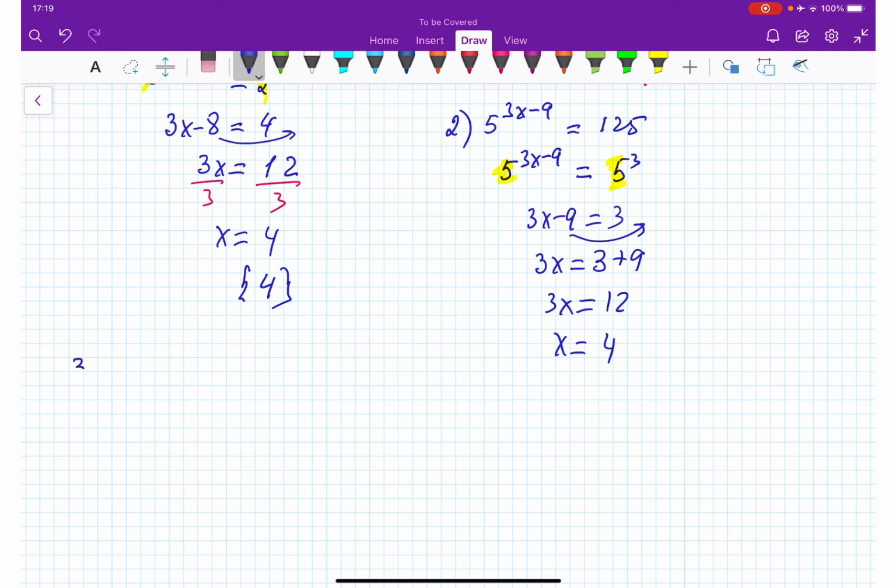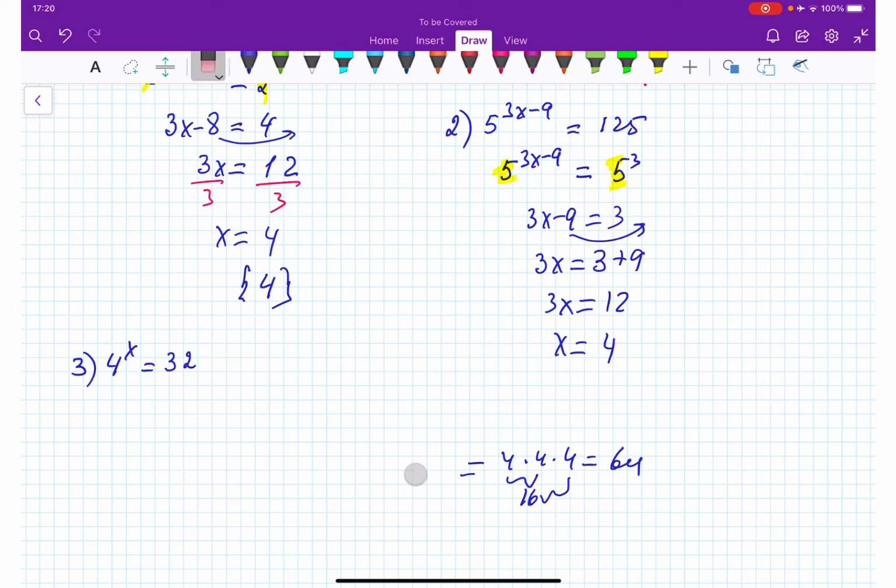Question number 3. We have 4 to power x is equal 32. So from here, 4, let me see, to power 2. No, I cannot represent 32 as base 4. Let's see. 4 to power 2 is 16. 4 to power 3 is going to be 4 times 4 times 4, 64, right? This is 16, and then times 4, 64. So there is no way I can represent 32 by base 4.